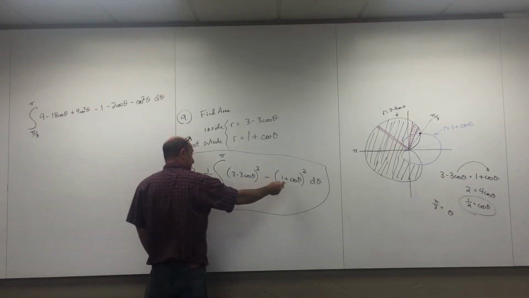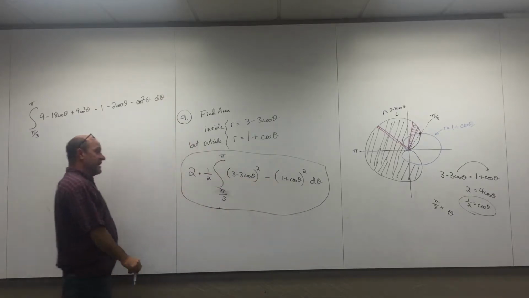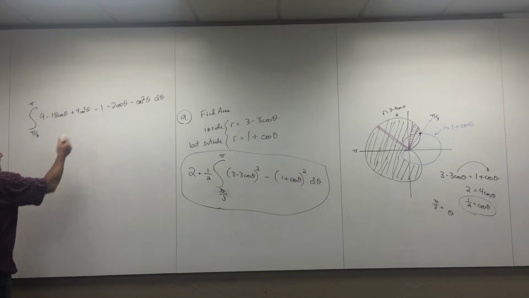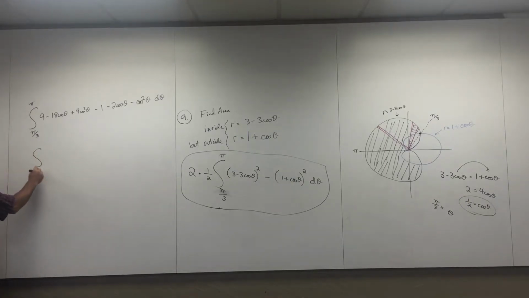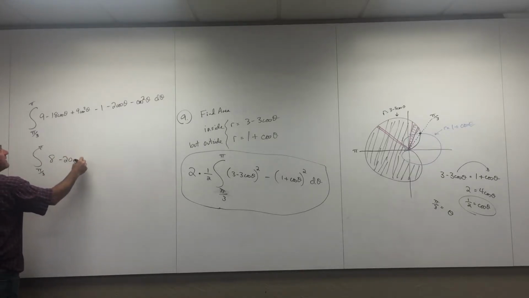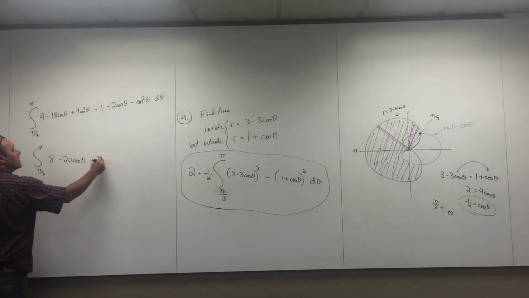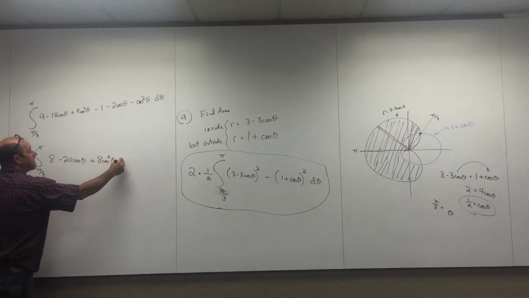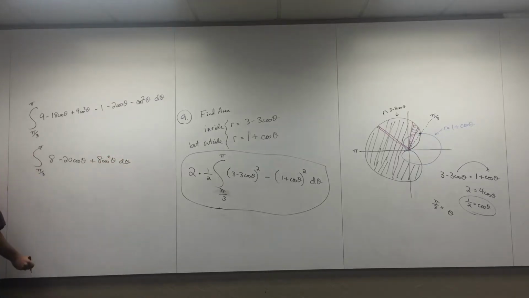I FOILed it, and I distributed the negative sign. And then I can combine some like terms. So this is really an 8 minus 20 cos theta plus 8 cos squared theta. I just combined some like terms there.